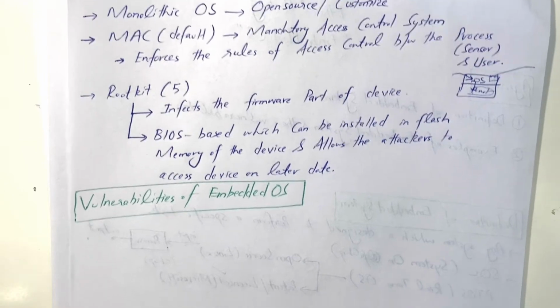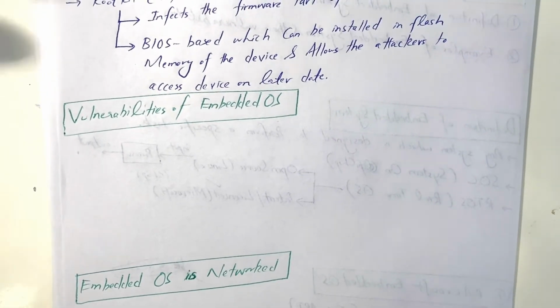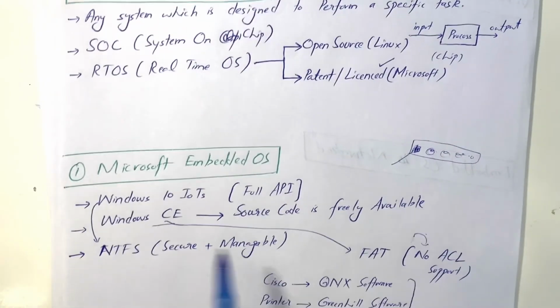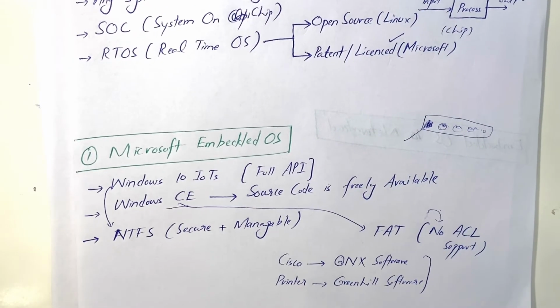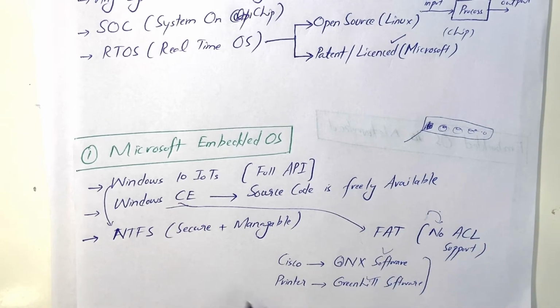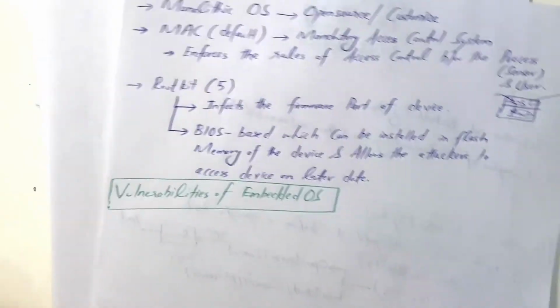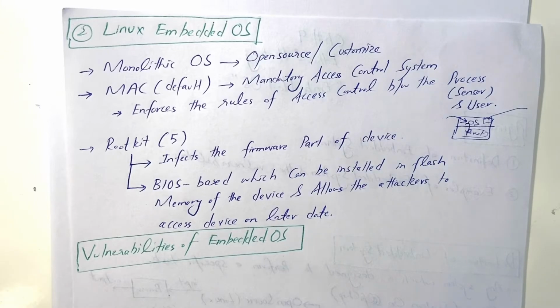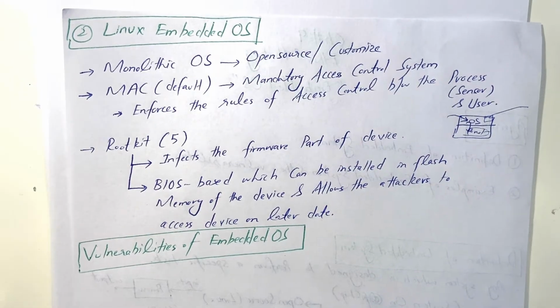Next is the vulnerabilities of embedded operating systems. So this is just an introduction to embedded operating systems. We discussed the licensed ones like Microsoft Windows, one of the key players, QNX, Green Hills. These are some other companies who design embedded operating systems for Cisco, printers, scanners and all those devices. A free Linux variant is also available, which you can modify. By default, it comes with the MAC mandatory access control model, which can be changed. You can put in your own access control model to control the access of sensors.